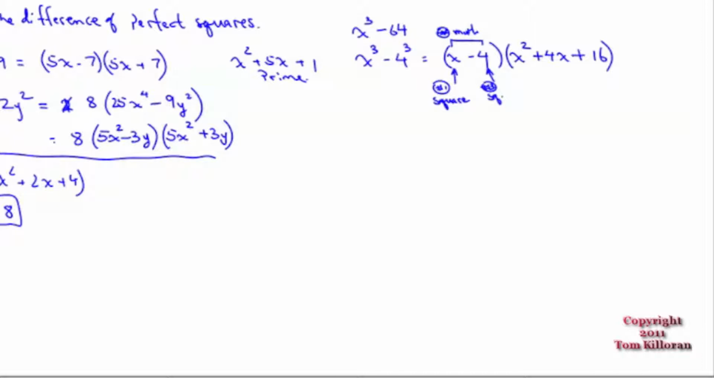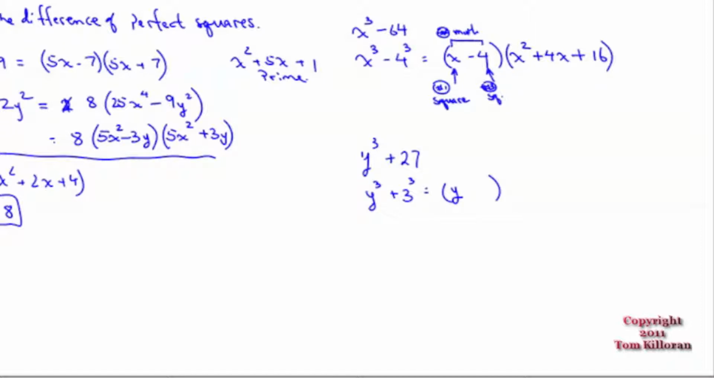How about y cubed plus 27? Can you write 27 as a perfect cube? Yeah. This is y cubed plus 3 cubed. So the first term is going to be y.